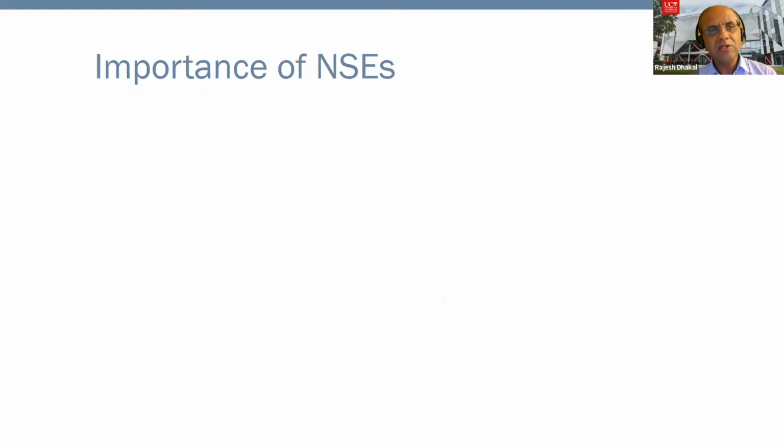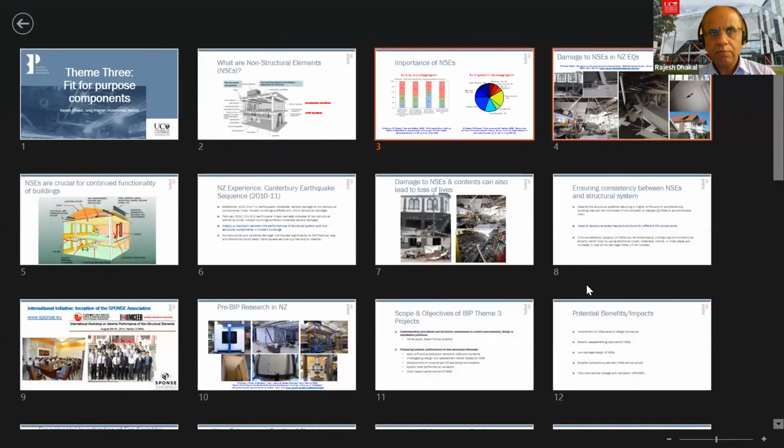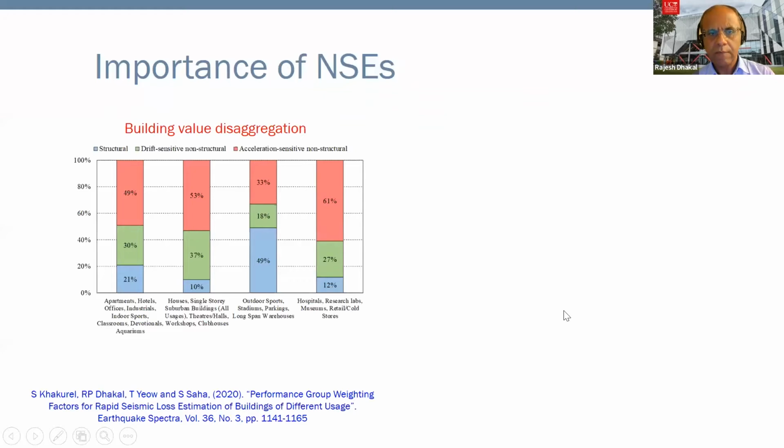We have done some research on how much they contribute to the overall building portfolio. If you look at the asset value of a building, and break it down into how much of the building value comes from construction cost, and within that, how much comes from structural components and non-structural, drift sensitive and acceleration sensitive components, this is how the breakdown looks for different uses of buildings.